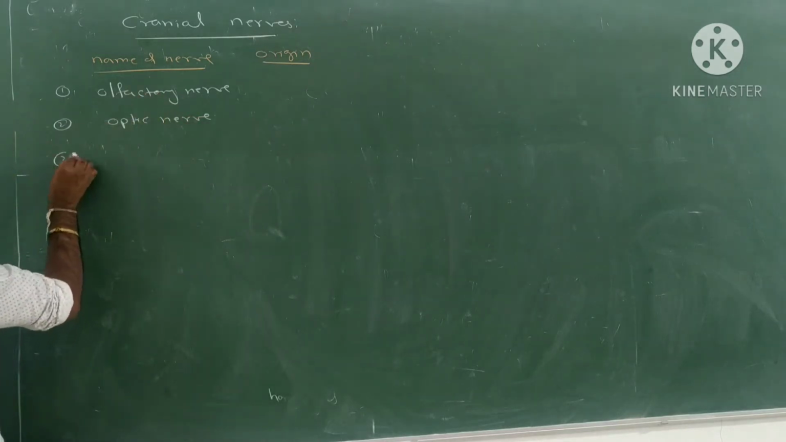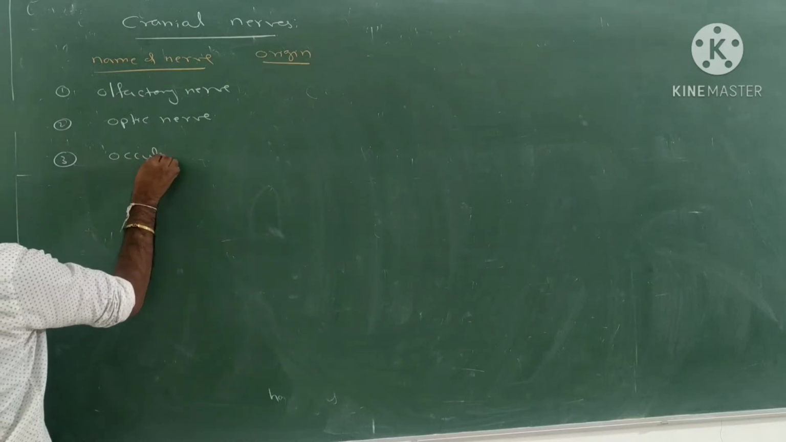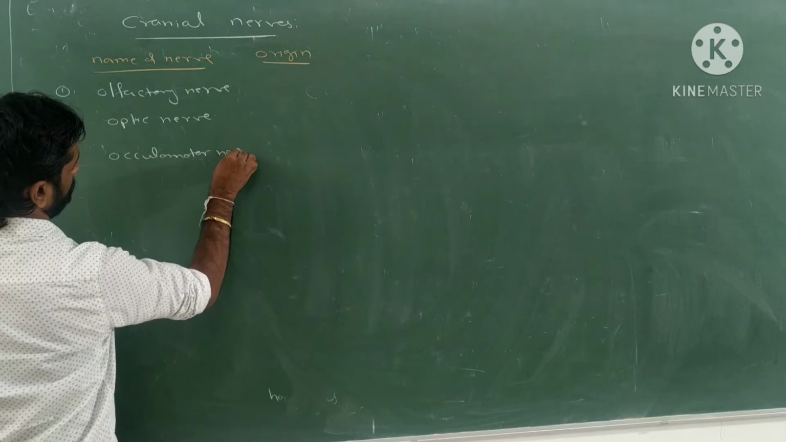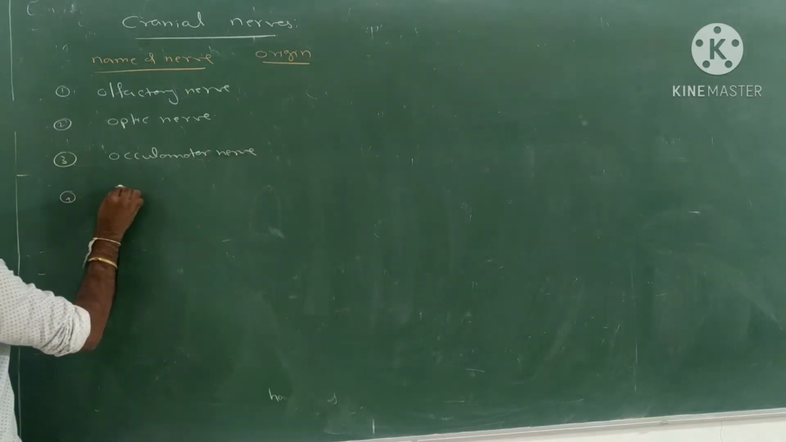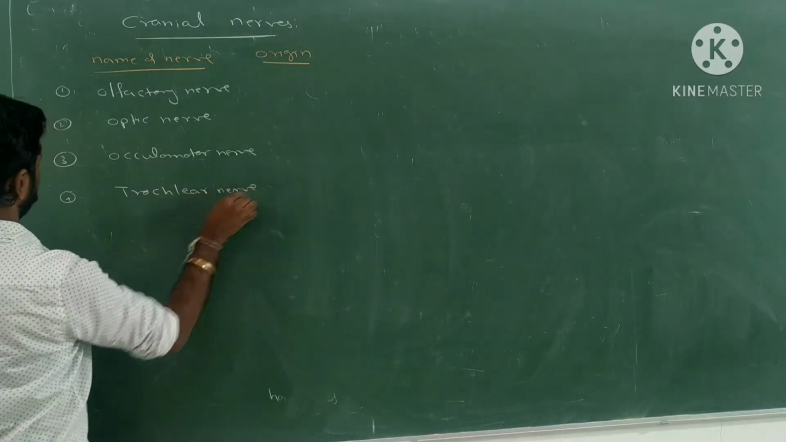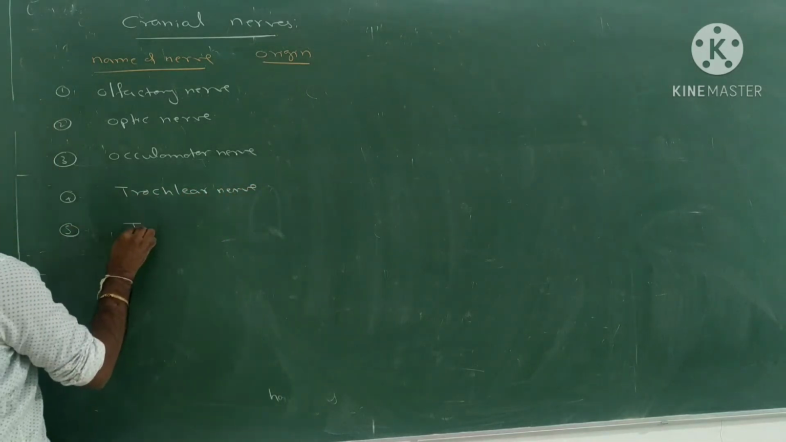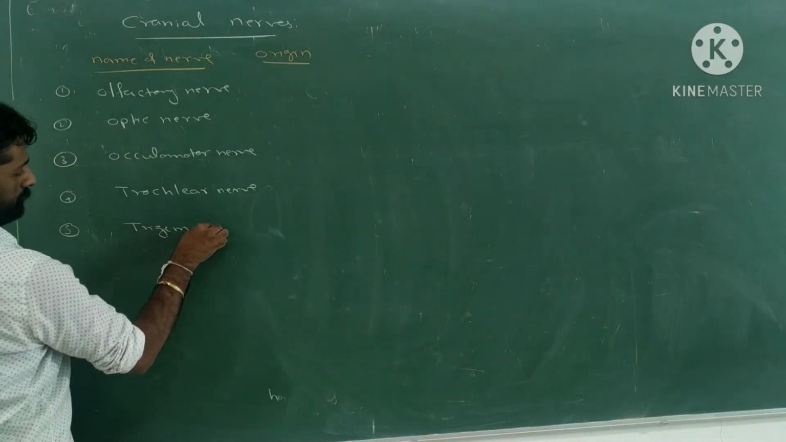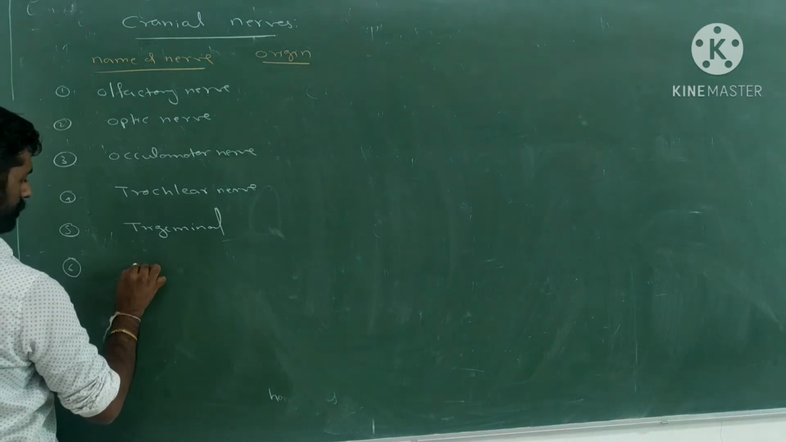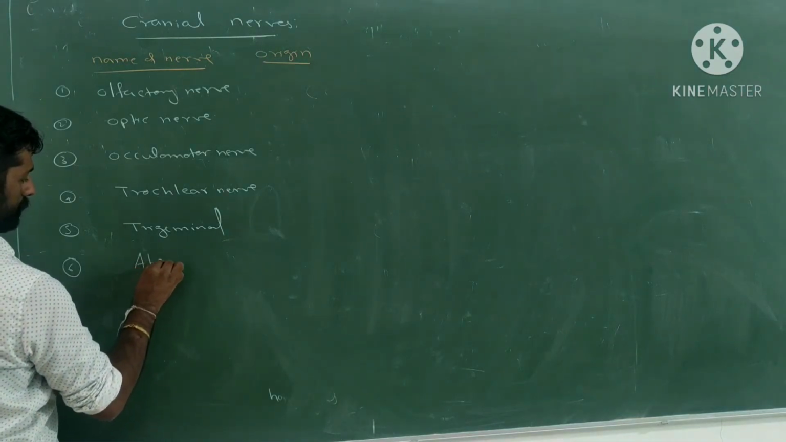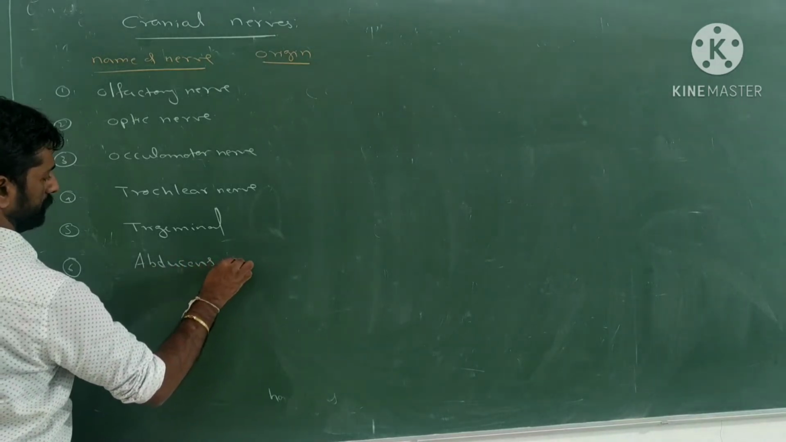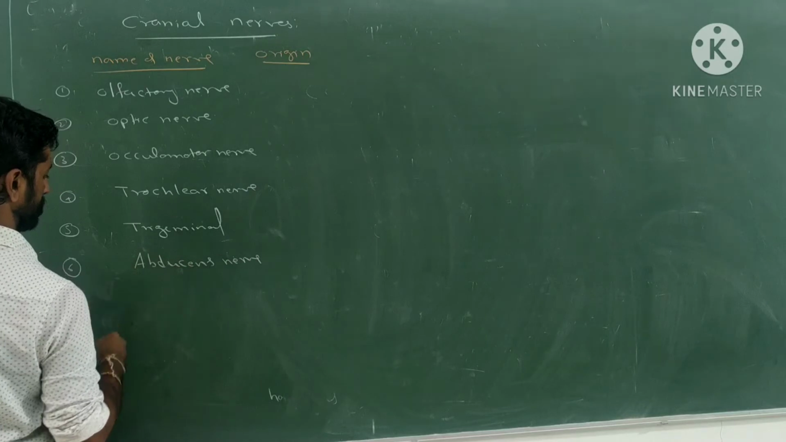The third one is the oculomotor nerve. The fourth one is the trochlear nerve. The fifth one is the trigeminal nerve. Next, the sixth is the abducens nerve.